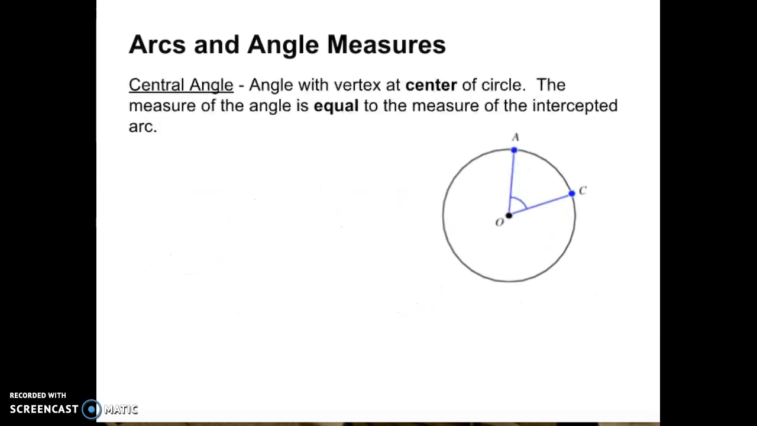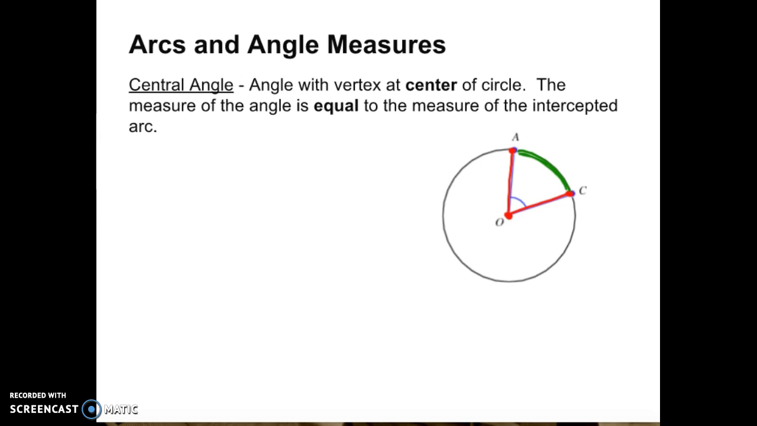Okay, the first one we're going to look at is when you have an angle that's actually in the middle of the circle. So if you look right here, my angle is right in the center. They call that a central angle, and that's an angle with the vertex at the center of the circle. And the measure of the angle is equal to the measure of the intercepted arc. So right now, this angle right here goes up and it touches at point A and C. And so the arc that it makes across from it, I'm going to draw in green. So that's what they're talking about. And all they're saying here is that the measure of the angle is actually equal to the same measure as the arc.